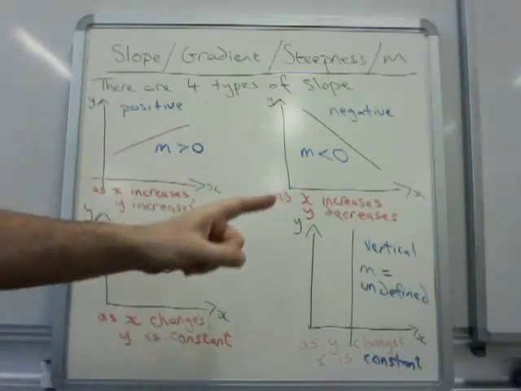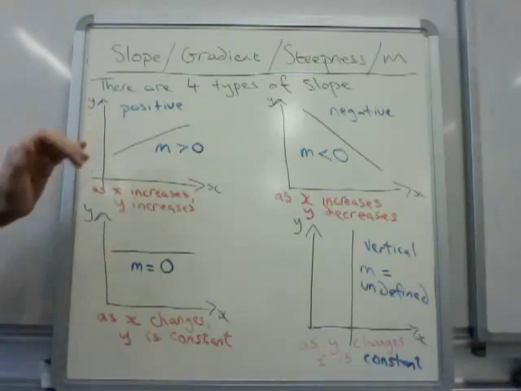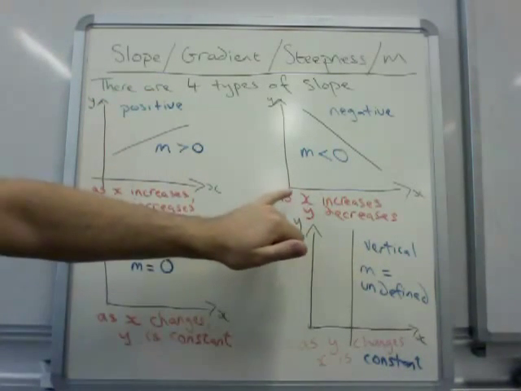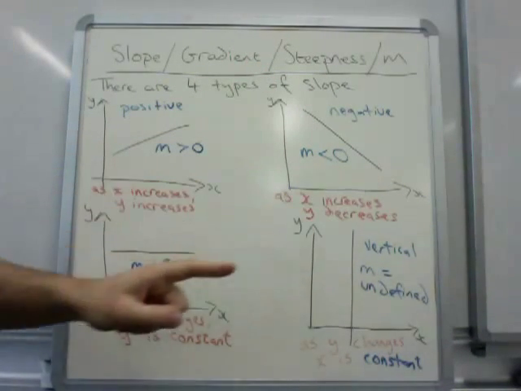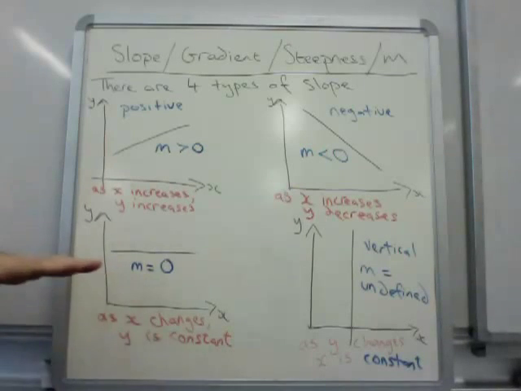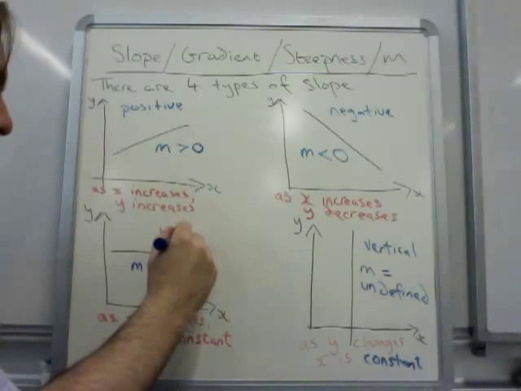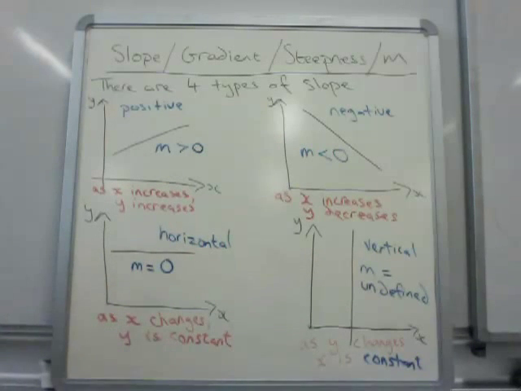And that is the 4 different types of slope, gradient or steepness. Positive slopes going from bottom left to top right. Negative lines which start top left and go bottom right. Horizontal lines which are 0. And vertical lines which are undefined. Make sure you copy this fully into your notebook. And if you need to watch it again, just rewind.